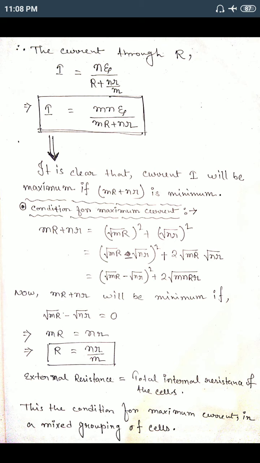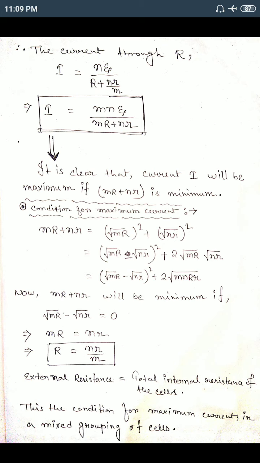So for mR plus nr, here we use a mathematical trick, because root 2 whole square equals 2. We can write mR plus nr as root over of mR whole square plus root over of nr whole square. A square plus B square equals A minus B whole square plus 2AB. Now it is clear that a square term is not negative. So mR plus nr will be minimum when root over of mR minus root over of nr is 0. So from this expression mR equals nr, or we get R equals nr by m.